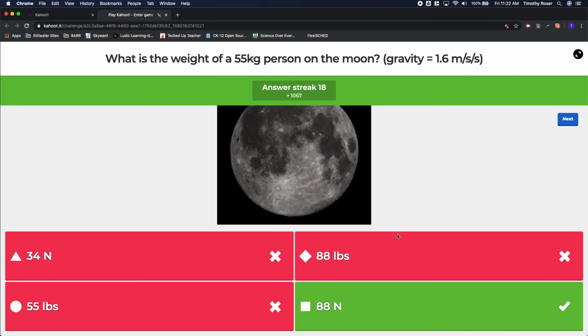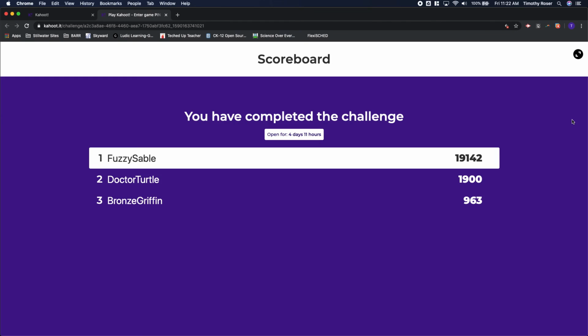A pound, while that is a weight, it is a different unit. It is a completely different system of measurement. The unit that we use for weight in metric is newtons.